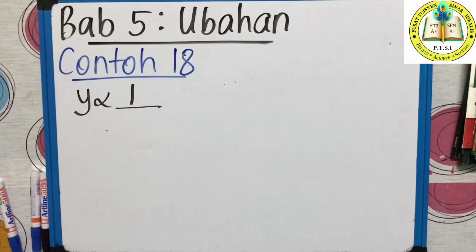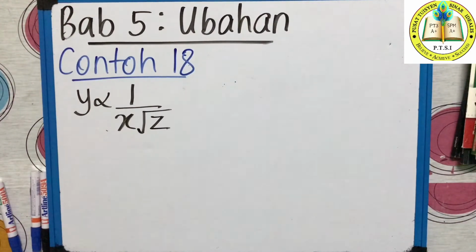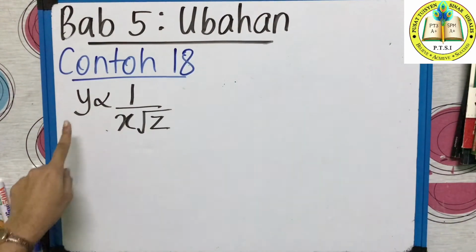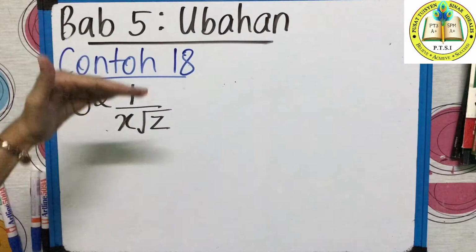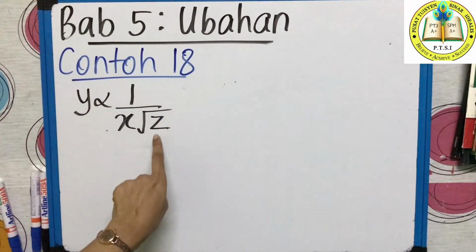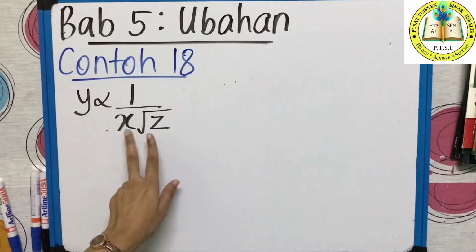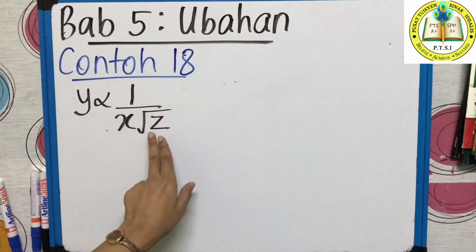So, berubah secara songsang, 1/, and then X. Berubah secara songsang dengan X dan punca kuasa 2Z. So, it will be punca kuasa 2Z. Nampak tak? Y berubah secara songsang. Songsang means 1/X dan punca kuasa 2Z. And Z square root. So, it must be together. X and Z square root.